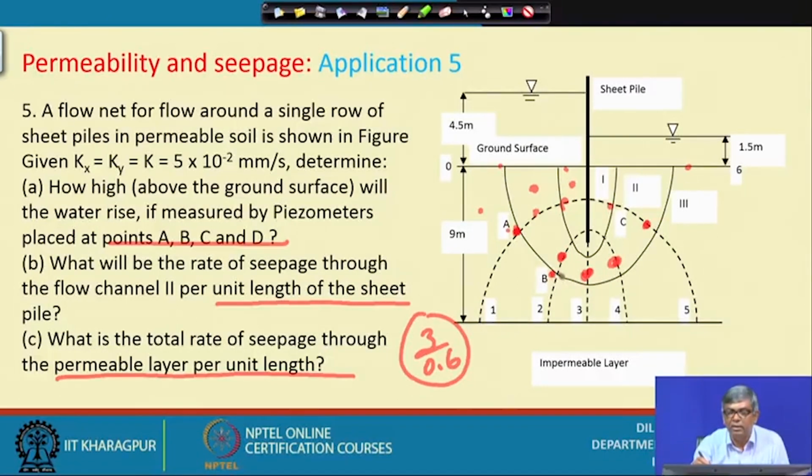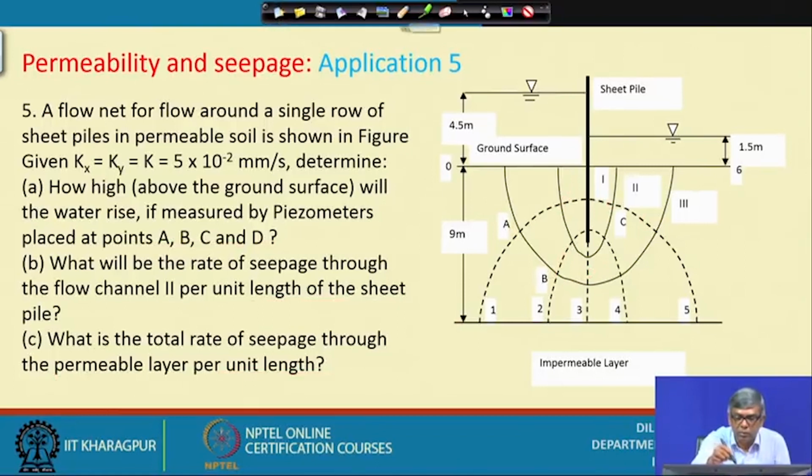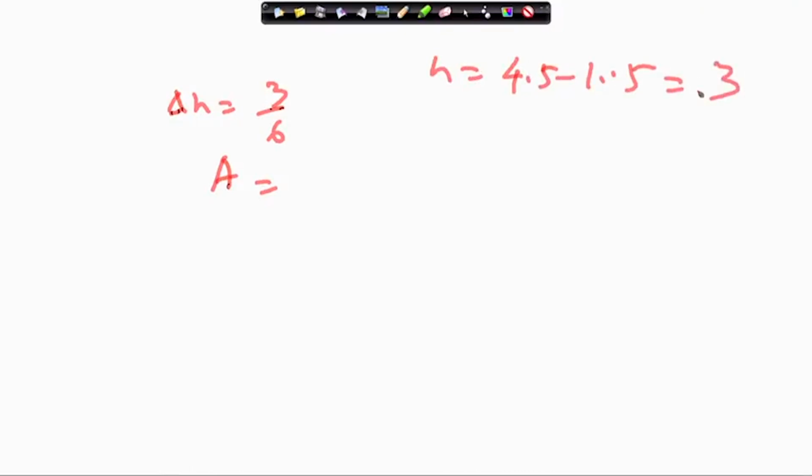If you go to B, then it is 3 minus 2 times this, and at point C, there are 5 drops, so 3 minus 5 into this is to be calculated. Let us see how to do the calculation. Here I have taken del H equal to 3 by 6, since 6 drops are there. The total head is 4.5 minus 1.5, so it is 3. At A it will be 3 minus 3 by 6, and at B it will be 3 minus 2 into 3 by 6, like that.